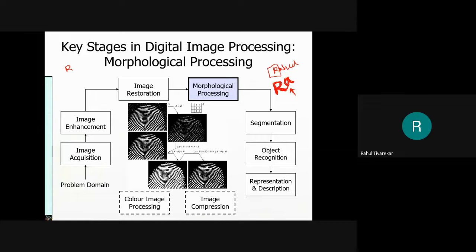So if I use some kind of morphological processing, you can thin the data or you can thicken the data. So see how R looks here and how R looks here. I can imagine as if I have operated a morphological thickening operation on this. So the earlier R is a thin R. I have thickened it and now it looks like this. Okay. So this kind of operations can be used.